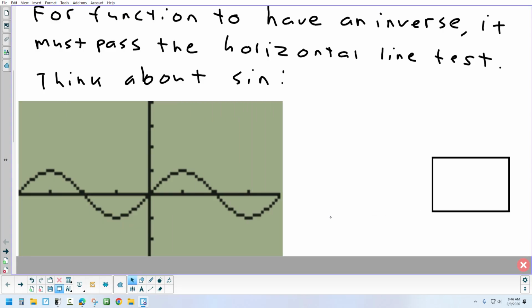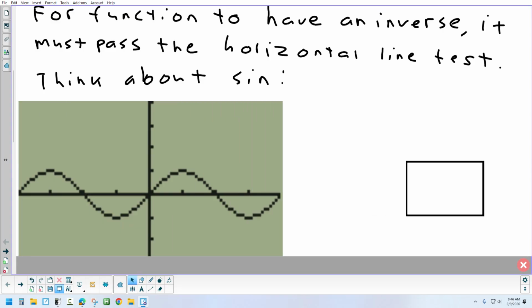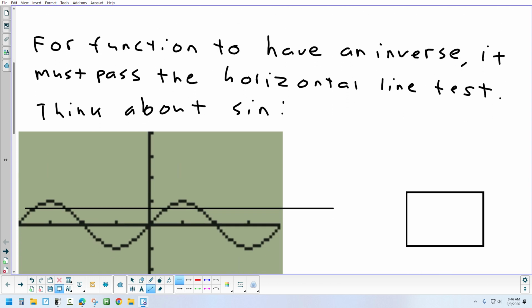Okay, so here's a picture of sine. If you put a horizontal line like that, it hits the graph more than once. That means sine fails the horizontal line test. If it fails the horizontal line test, then when you try to draw the inverse, it will not be a function. Right? And that's an issue. Okay? When we do inverse trig, we want it to be a function. If it's not a function, that means you get more than one answer. We can't have that. We have to be able to get single answers to these problems.